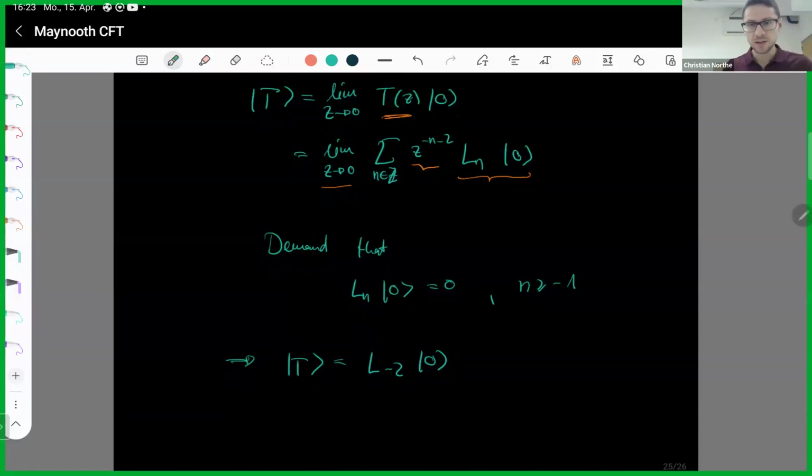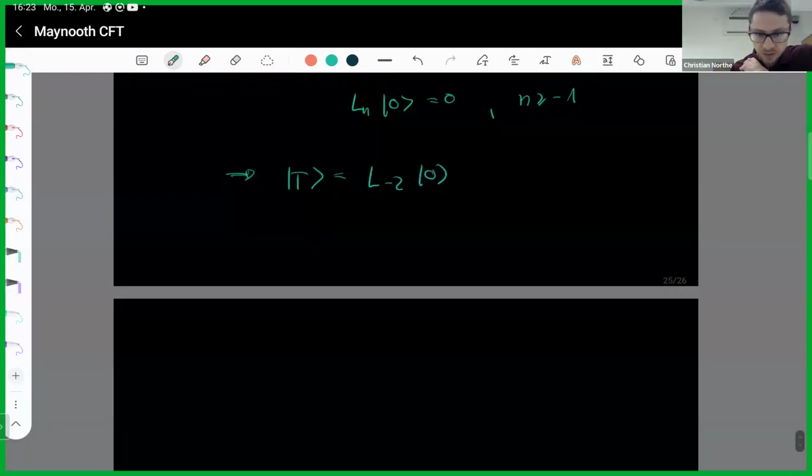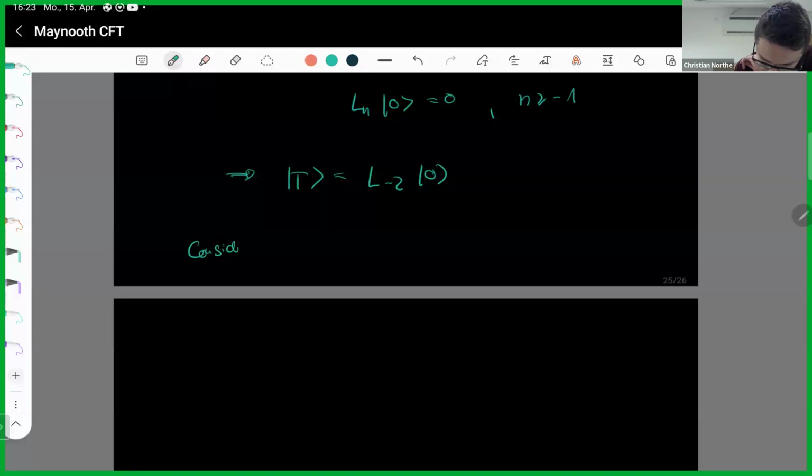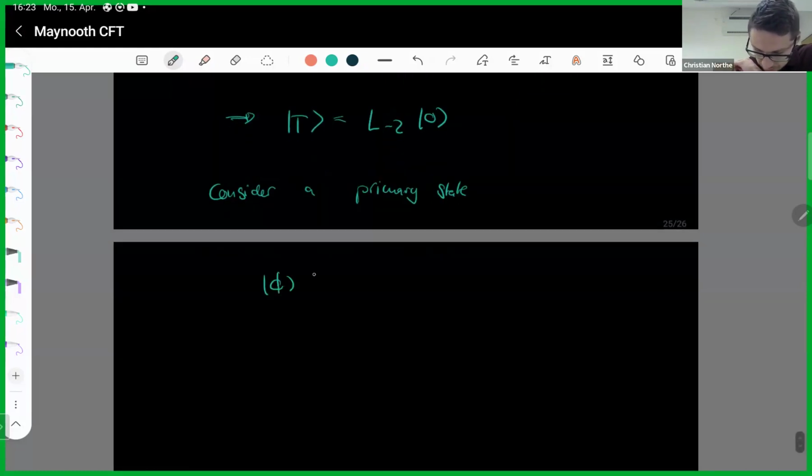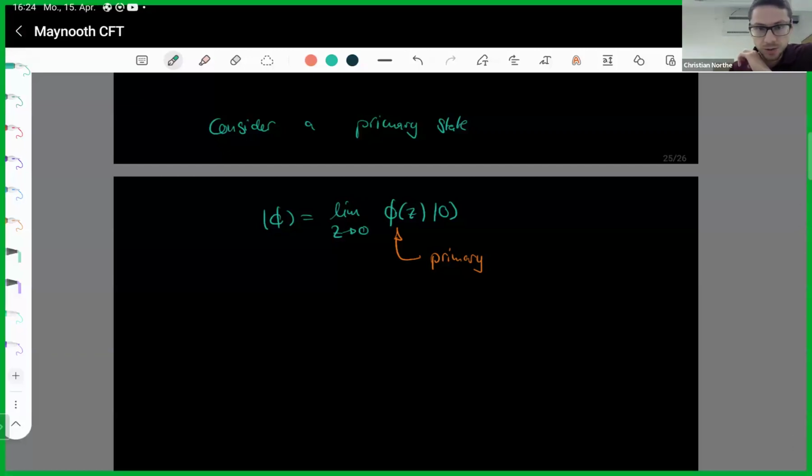In the notes, there's a lot of technology that I developed, and I'm just going to give you the upshot of that. The idea is that now you can consider a primary state. Let's call this phi. As before, I'm going to restrict to holomorphic, so you can add an anti-holomorphic piece for yourself. This just means that this is a primary field, so it has a very particular form of transformation under conformal transformations.